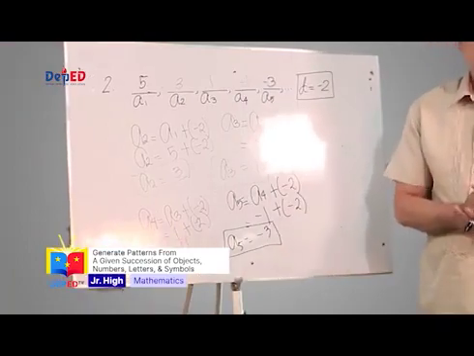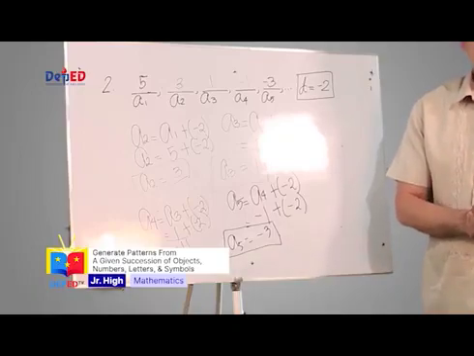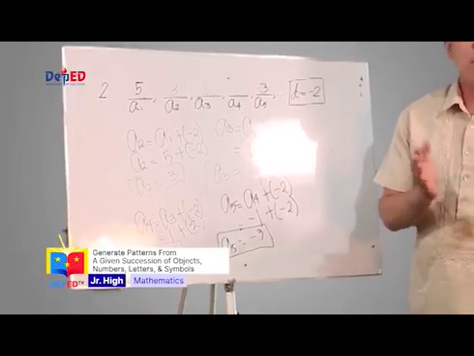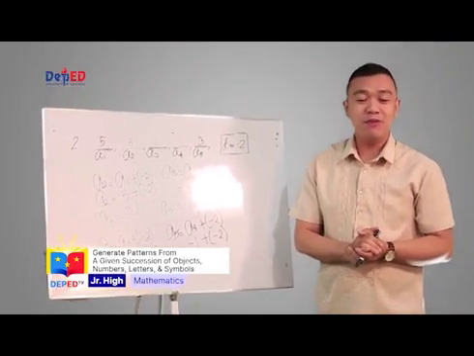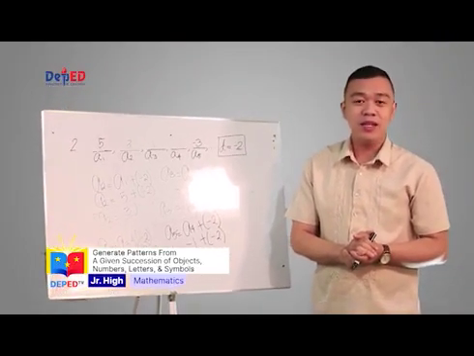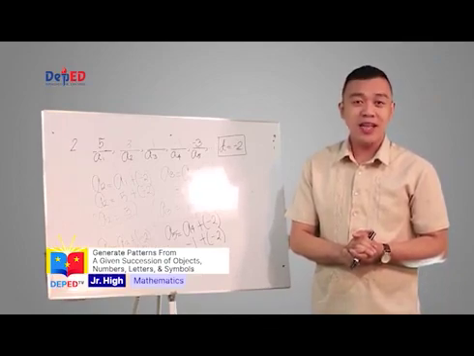As you notice, we add the common difference or the constant to the preceding term to get the next term. So the first 5 terms of the sequence are 5, 3, 1, -1, and -3.